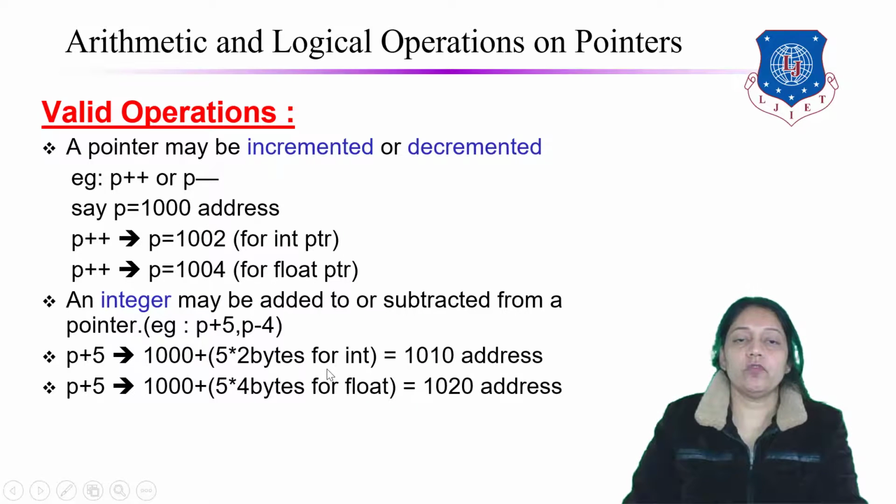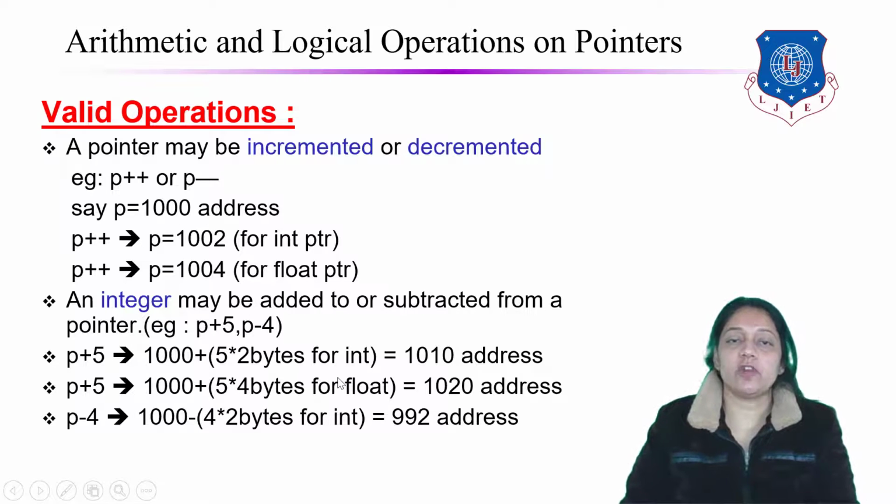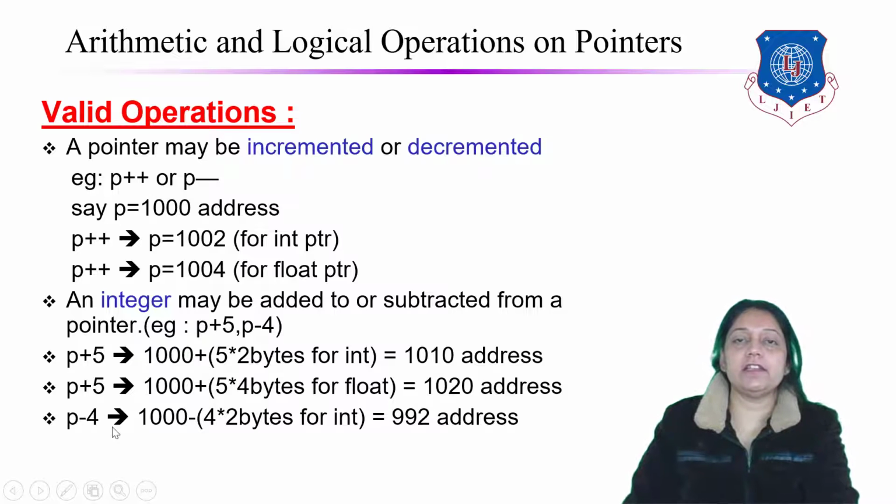Now similarly, we can go for subtracting an integer from a pointer. Say I have P equal to 1000, and I want to subtract 4. So the subtraction would be the same. If it's an integer pointer, we need to multiply 4 by 2 bytes.